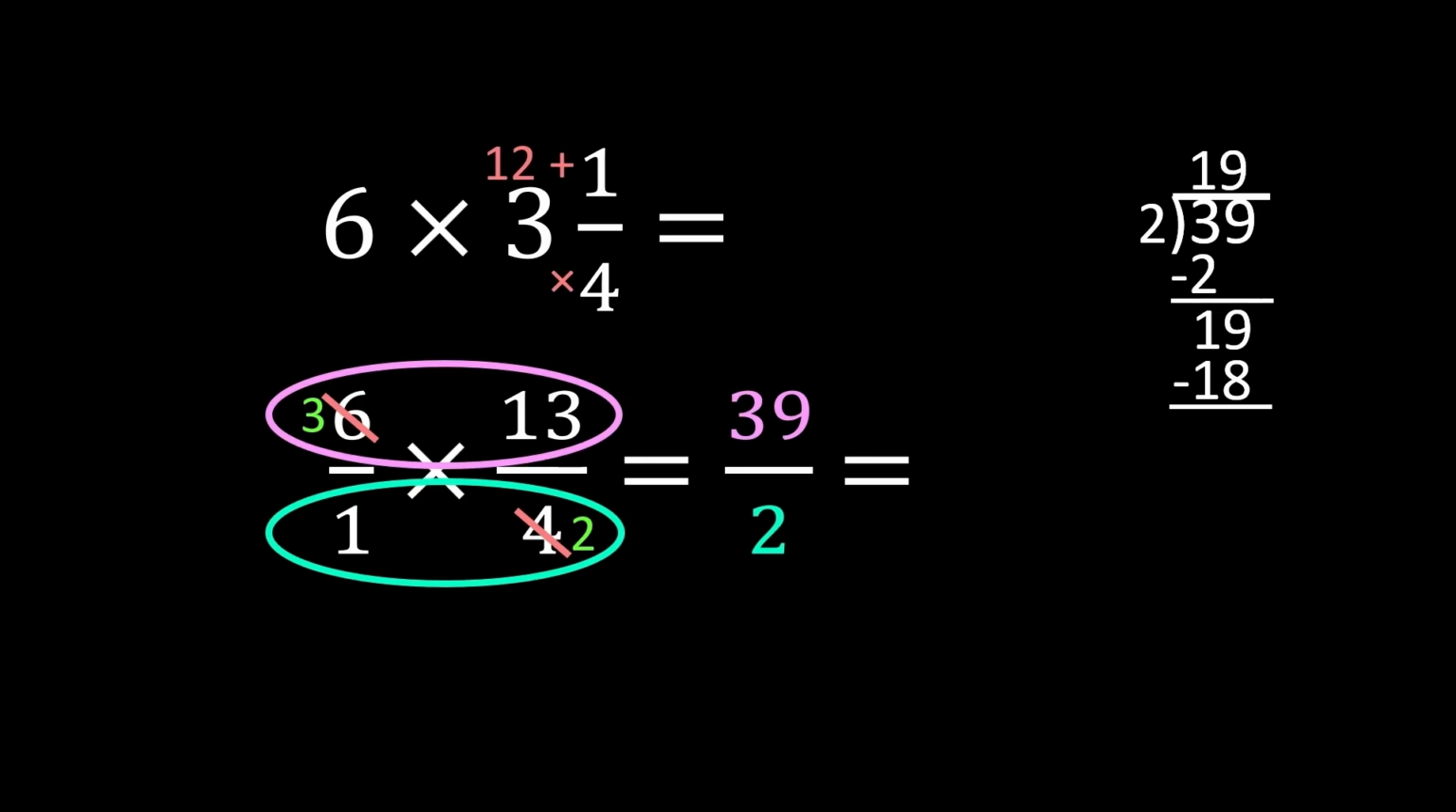9 times 2 is 18. When I subtract, I get 1. I don't have anything else to bring down, so the quotient, the 19, becomes my whole number. The remainder of 1 becomes my numerator, and the denominator of 2 remains the same. 6 times 3 1/4 is equal to 19 1/2.